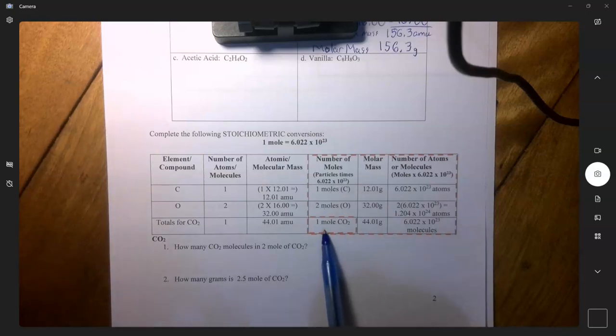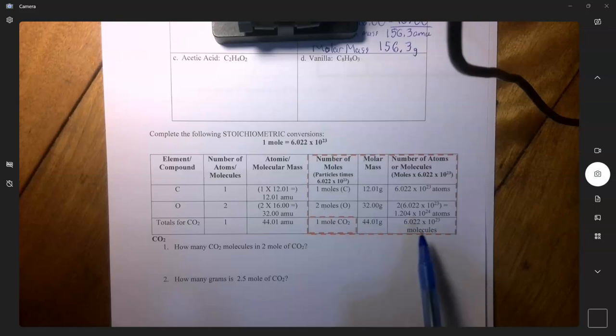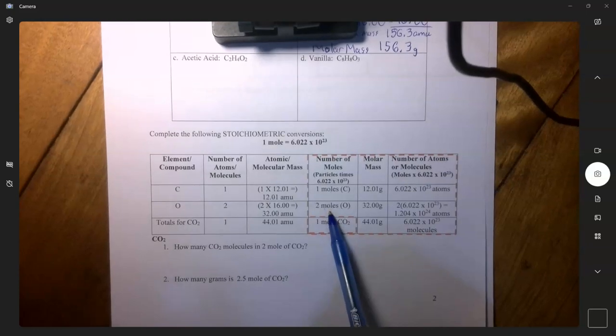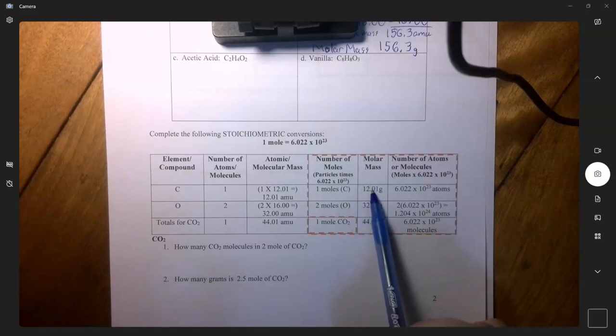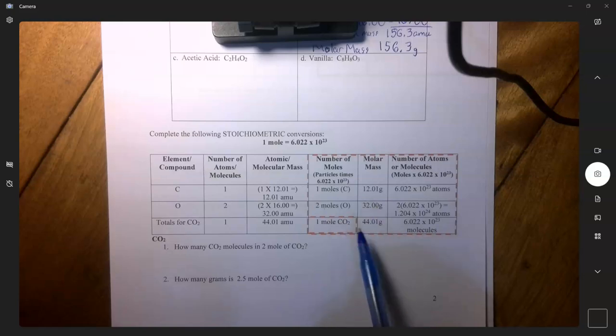So here's the way you interpret this, and the reason this has this border around it, this dashed line, is it's saying that if you want to make 1 mole of CO2, you need 2 moles of oxygen and 1 mole of carbon. If you want to make 1 mole of CO2, you need 12.01 grams of carbon and 32 grams of oxygen. And that 1 mole will produce 44.01 grams of CO2.